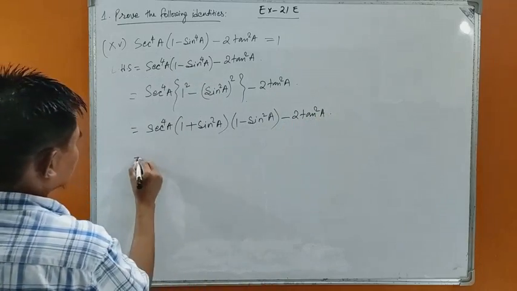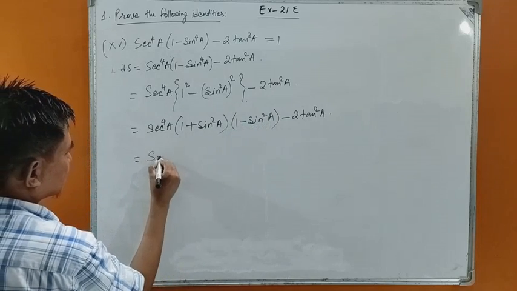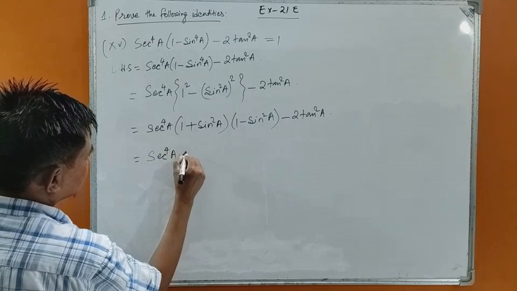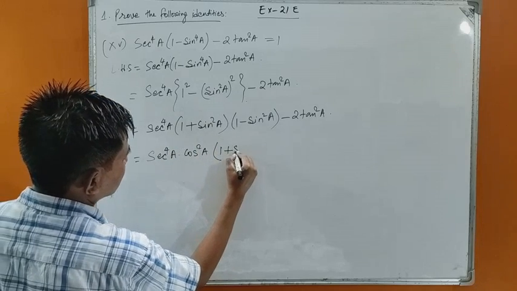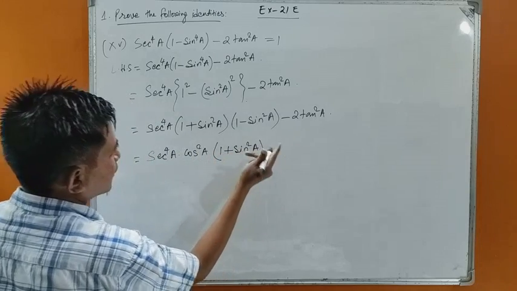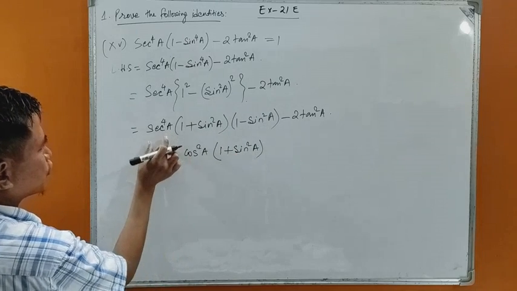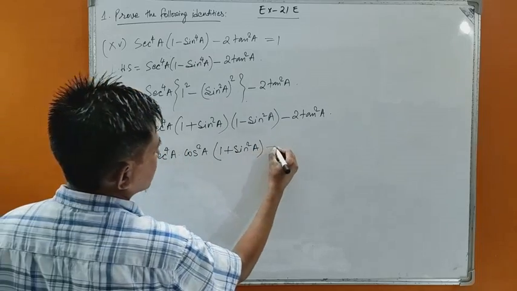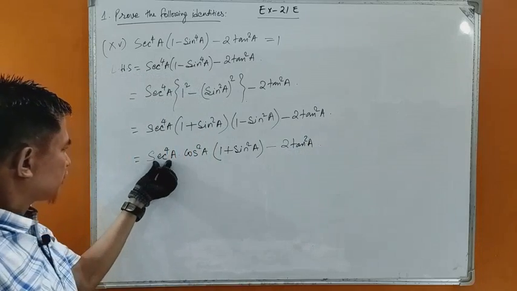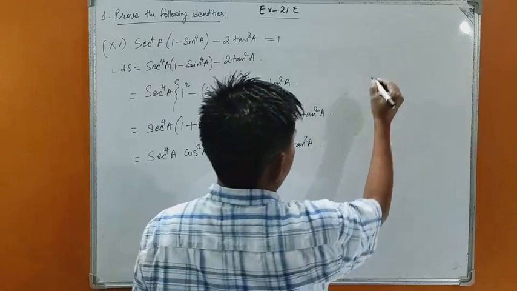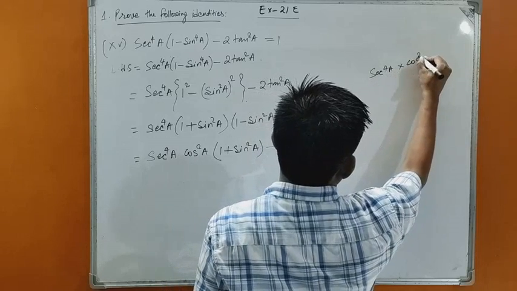Okay, so 1 minus sine square a is cos square a. Sec to the power 4a into cos square a into 1 plus sine square a. This 1 minus sine square a is cos square a. This 1 plus sine square a we copy as it is. Sec to the power 4a we copy as it is. Minus 2 tan square a. Now sec to the power 4a into cos square a.